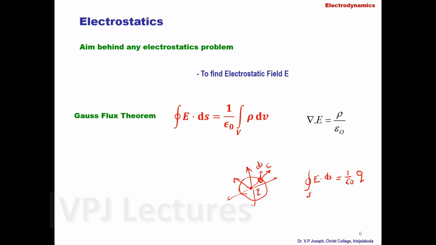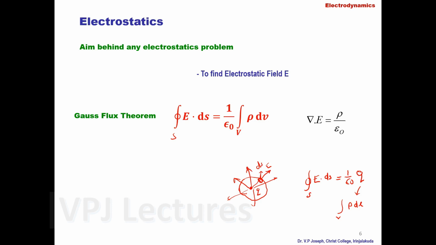And if it is a distribution of charges, then instead of this q, we have to write the volume integral of ρ dτ. So the surface integral of E dot dS is equal to 1/ε₀ times the volume integral of ρ dτ. It is a very simple method to find the electric field due to a static charge distribution, and this is very useful in some symmetric cases.